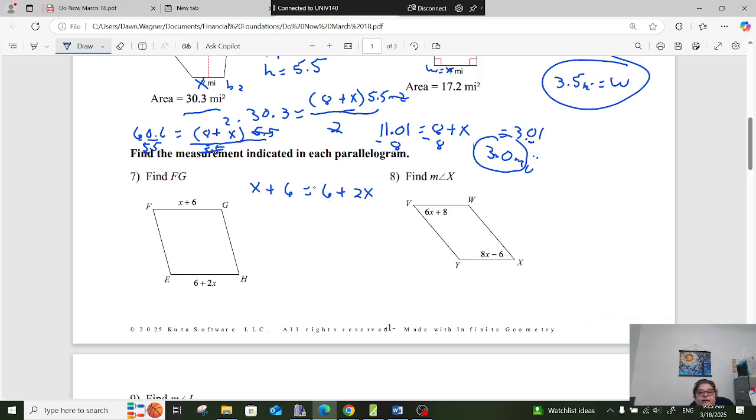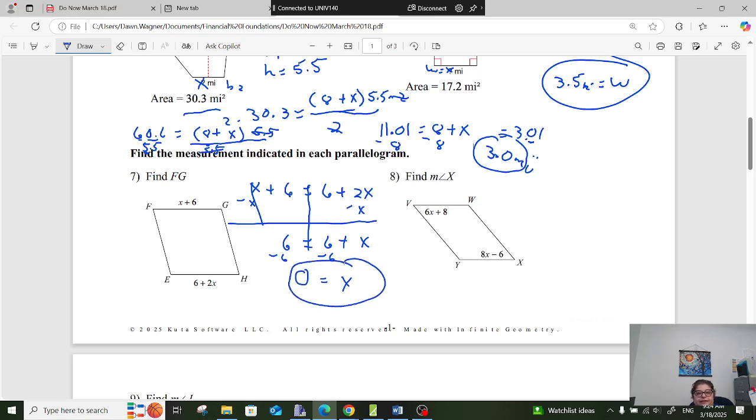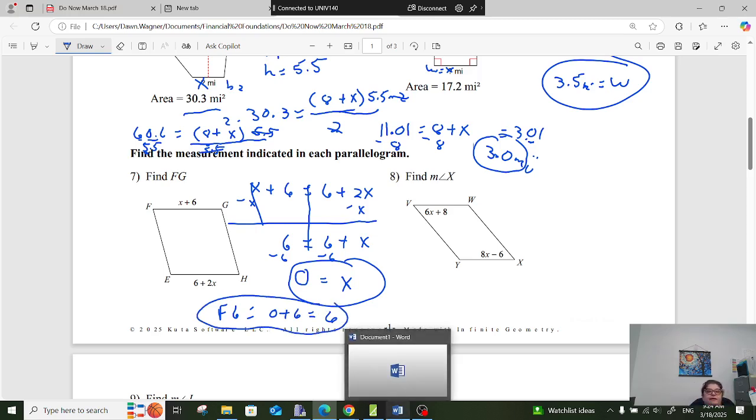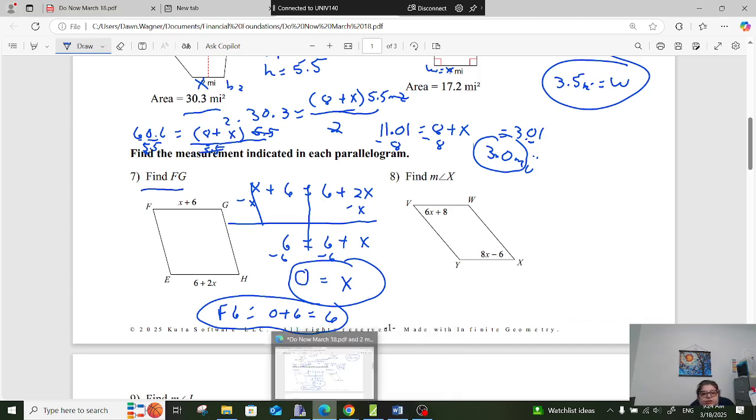I'm going to subtract x, right? I have 6 is equal to 6 plus x. When I subtract x, I just get x is equal to 0. And if x is 0, it wants FG. FG is equal to 0 plus 6, which is equal to 6. Because it didn't just want x, in this case, it said find FG.